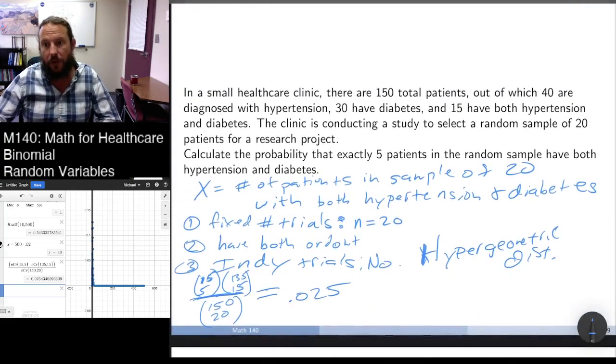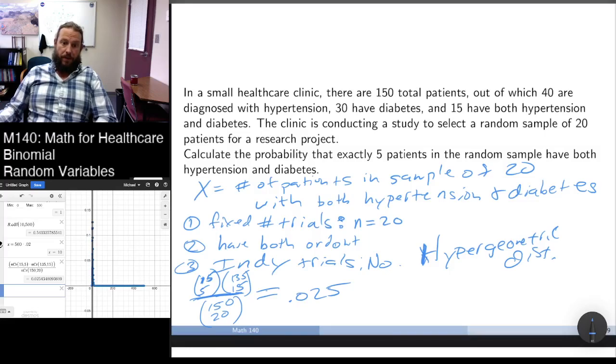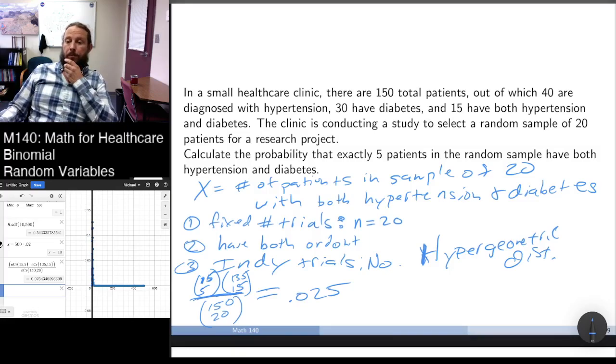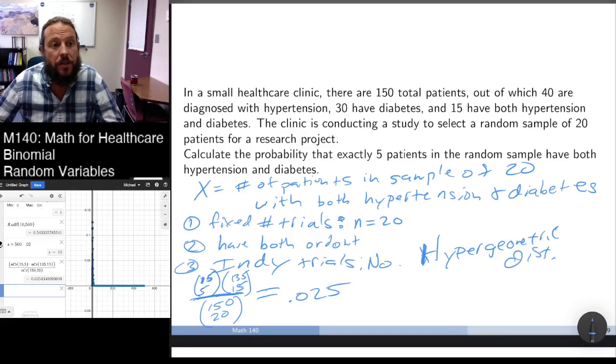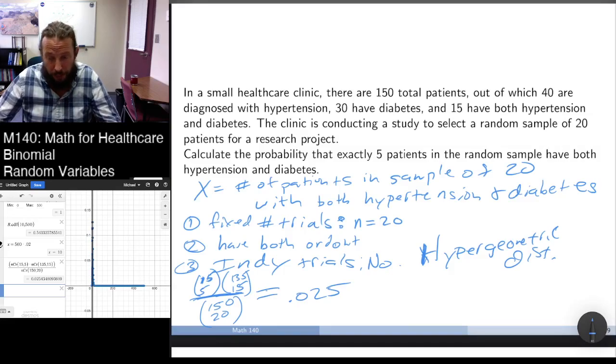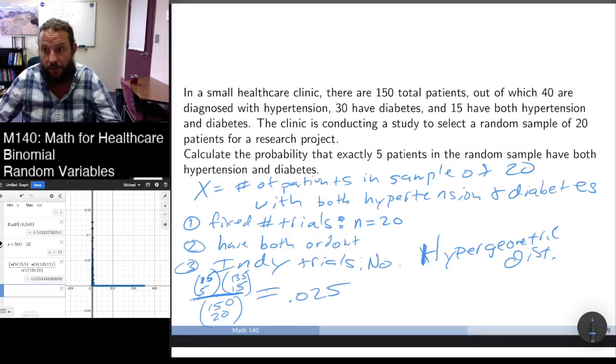Now, one thing I want to know: what if it asks for the expected number of people to have both diabetes and hypertension of this sample of 20? Remember, this isn't binomial. So for anything that isn't binomial, to find the expected value we need the whole probability distribution. Here, we'd have 20 different entries. You could have 0 people with both, 1 person, 2 people, 3 people, all the way up to 20 people. Well, not 20, up to 15 people with both.